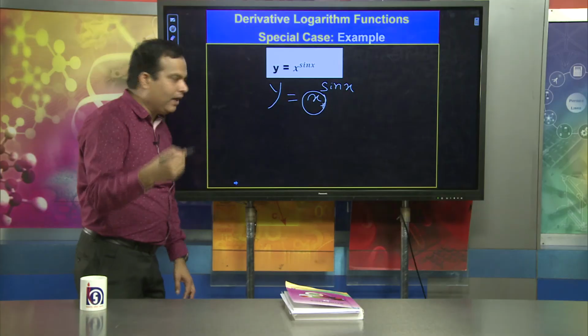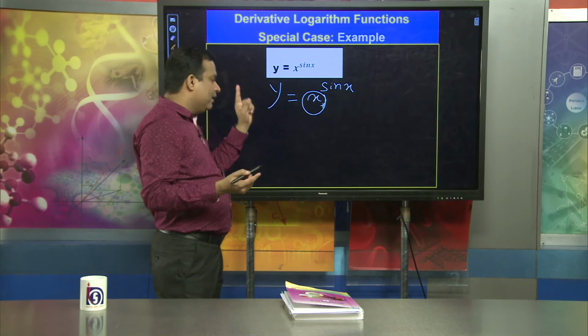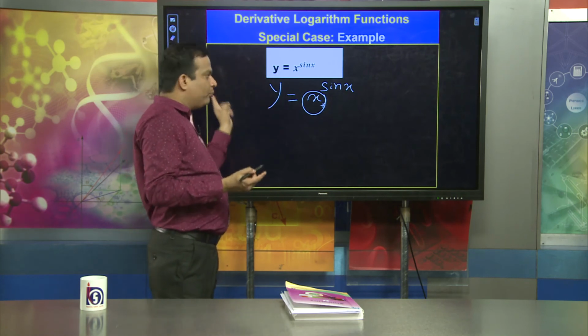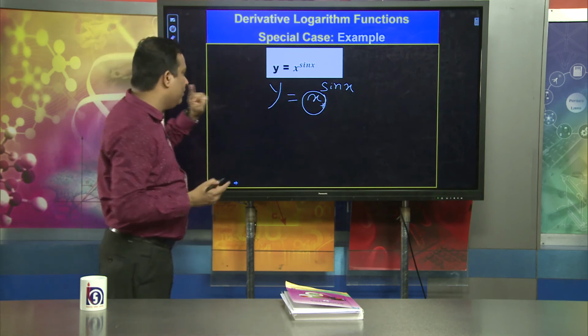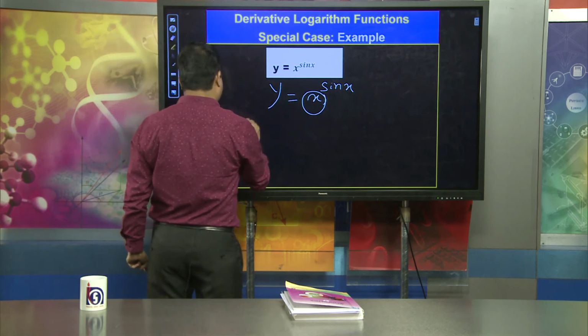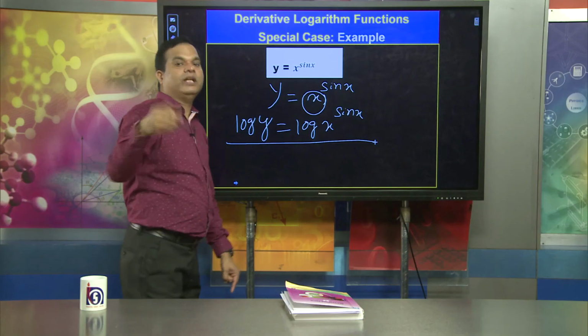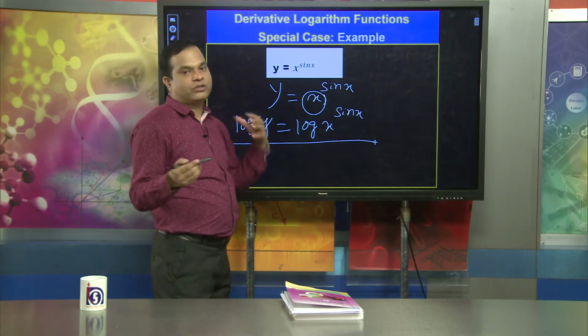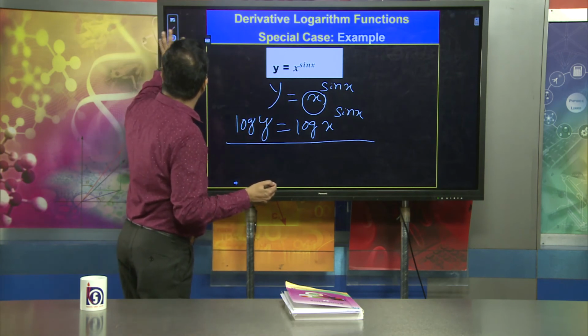So, we will apply logarithm in a different manner. That means I can multiply log on both sides, both the left-hand side and right-hand side. So, what will we do? This is the technique. I can take log y equal to log x raised to the power sin x. This technique we are supposed to use. Otherwise, you cannot find the derivative of this type of function. Okay. We will discuss in detail y equal to x raised to the power sin x.